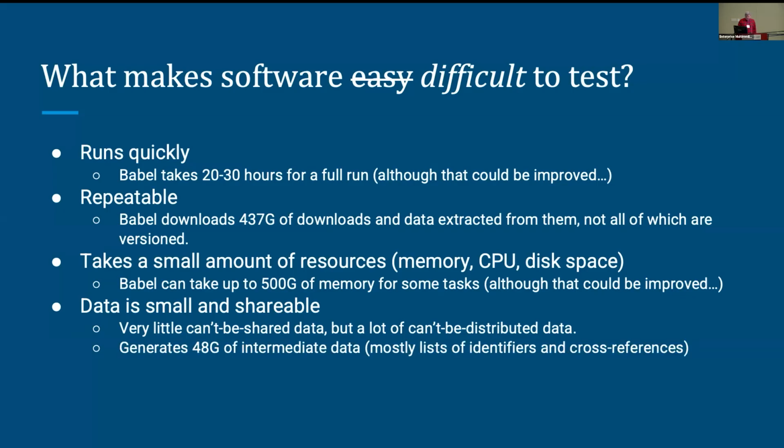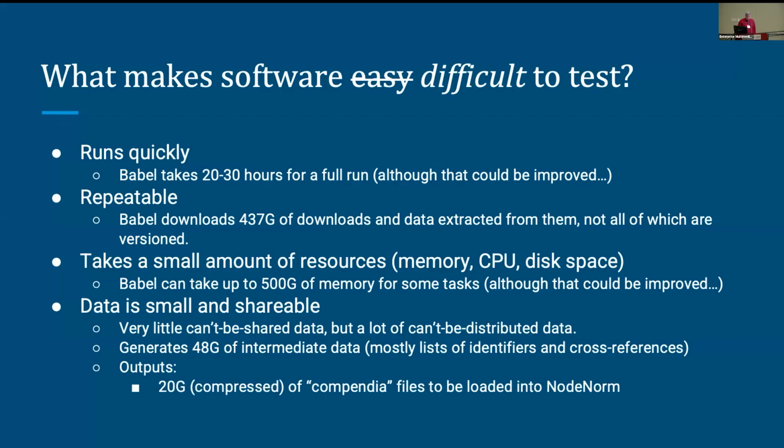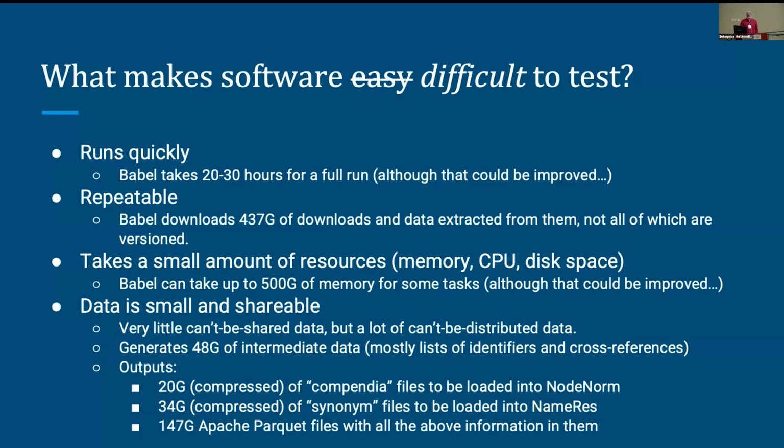We generate 48 gigabytes of intermediate data, which is mostly a list of identifiers and cross-references. And then we produce 20 gigs compressed of compendia files, which are all of these mappings saying, here are all the different identifiers for water, and water should be considered a small molecule, and all that kind of information. And then 34 gigabytes compressed of synonym information. What are all the different names that we have for water?